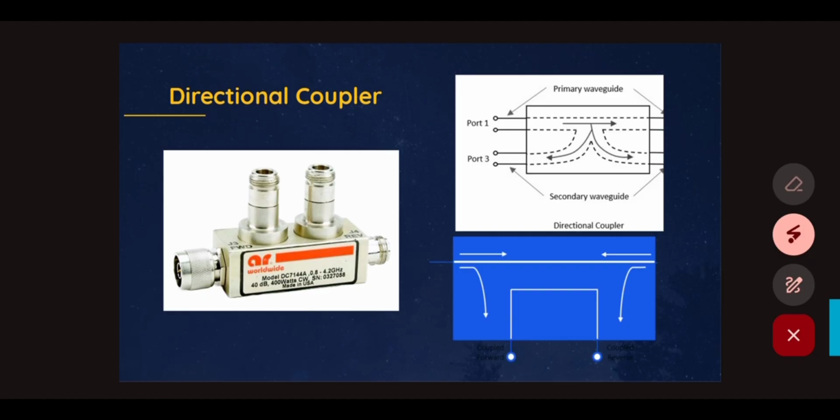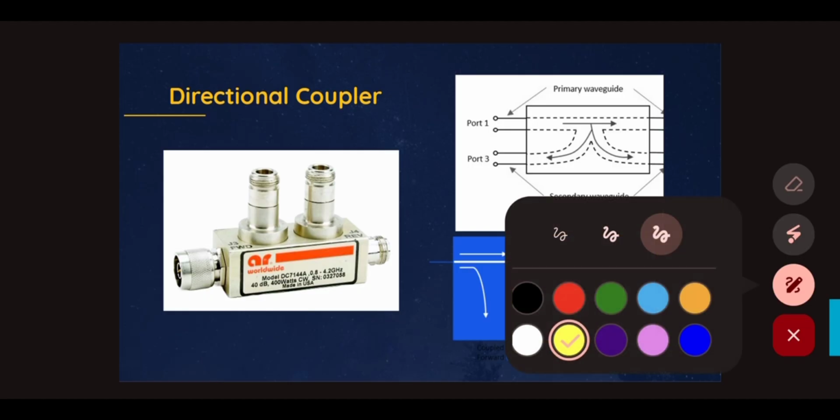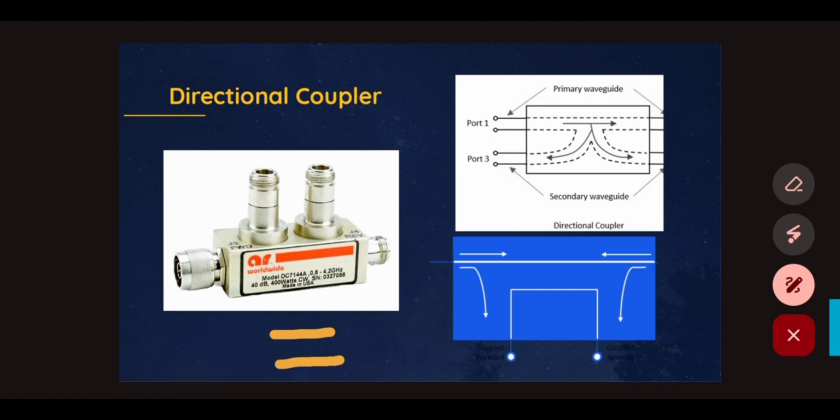Okay, what is the idea, you might ask. Let me explain. Suppose these are two transmission lines placed very near to each other. If an RF signal is introduced to the upper transmission line, an electromagnetic effect will be introduced in the second line.